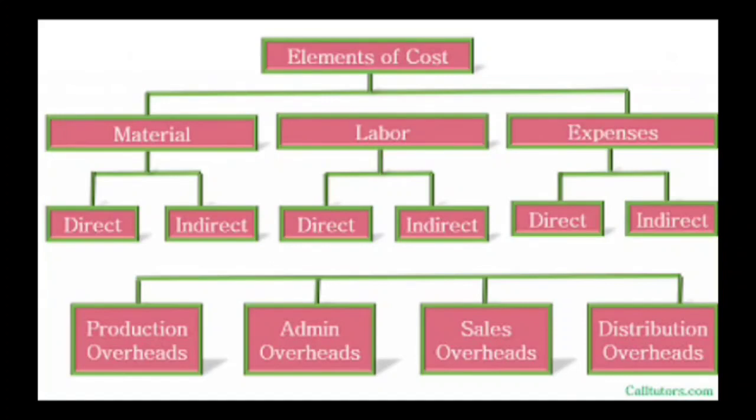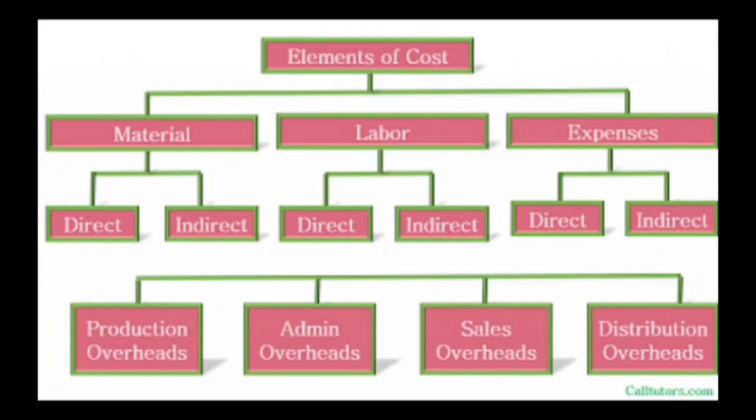Now let us take a look at how the product is produced and what elements a product needs to be produced. We have a chart which shows that elements are classified into three main categories: material, labor, and other expenses. The material is further divided into two parts, direct and indirect material, and labor is also divided into two parts, direct and indirect. Then the expenses are divided into two parts as well, direct and indirect.